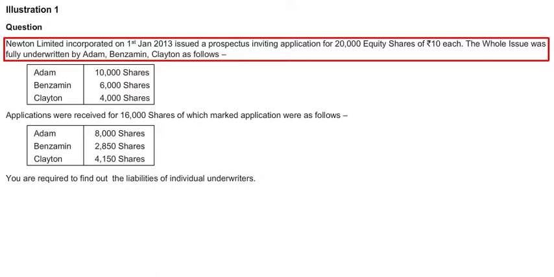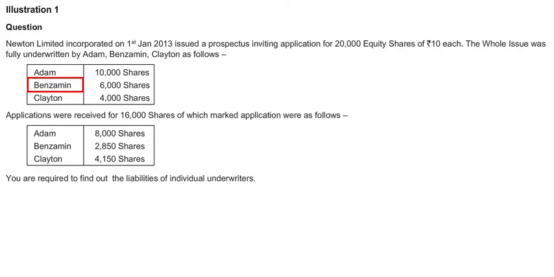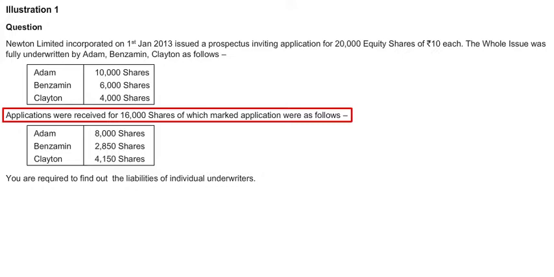rupees 10 each. The whole issue was fully underwritten by three underwriters, Adam, Benjamin and Clayton. So these are the three underwriters who have fully underwritten the whole issue. Adam 10,000 shares, Benjamin 6,000 shares, Clayton 4,000 shares. So total 20,000 shares have been underwritten, which is the total number of shares. Now the applications received from the public are 16,000 shares, of which marked applications were as follows.